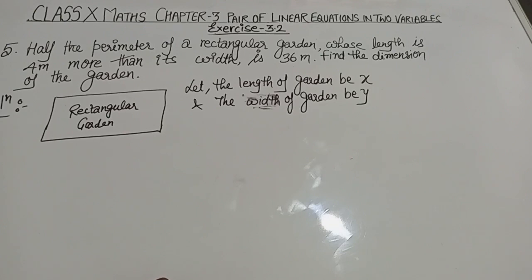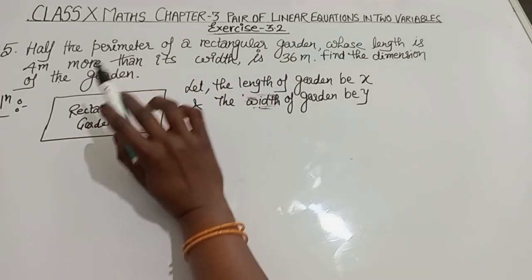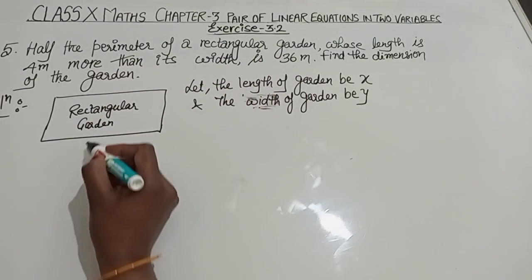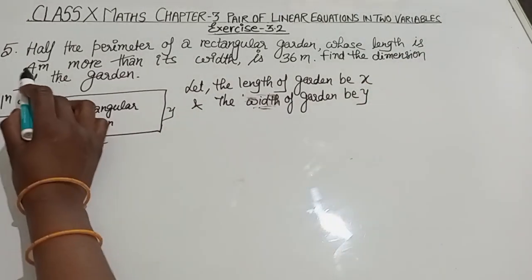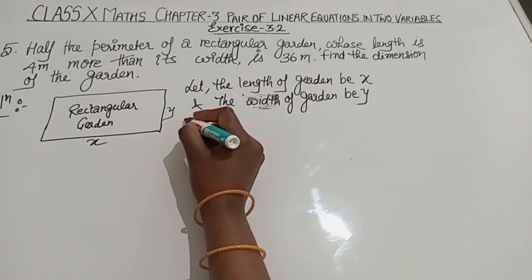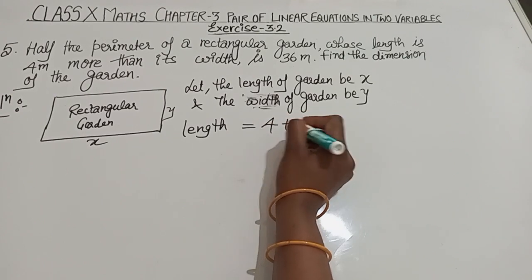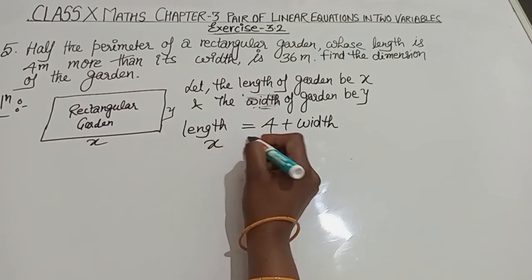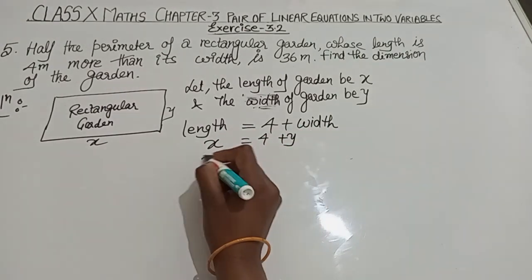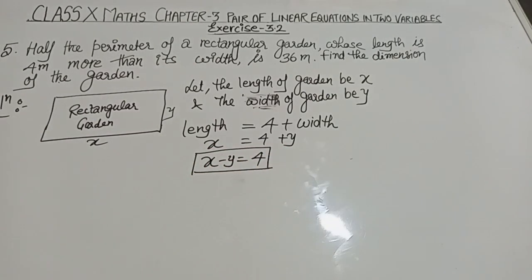Now the perimeter of a garden. The first line is about the garden whose length is 4 meter more than its width. Now the length is x and this is y. So the line says the length is 4 more than the width. The length is x and the width is y, so x minus y is equal to 4. This is the equation.